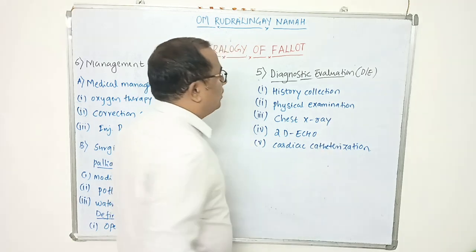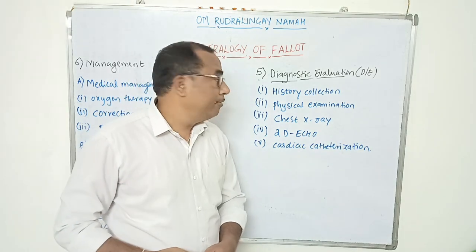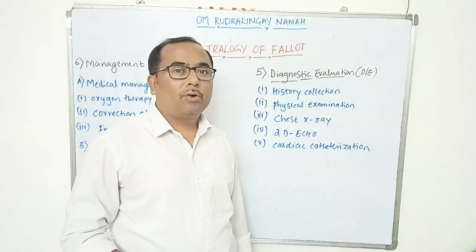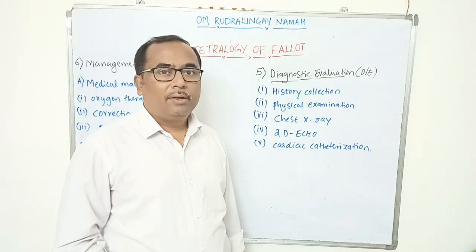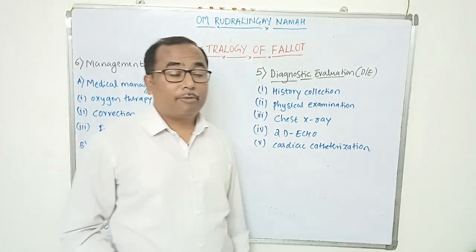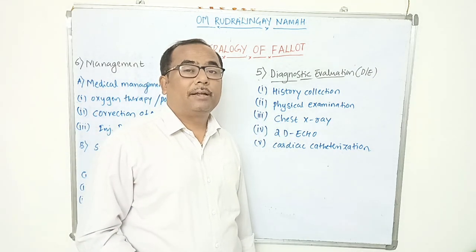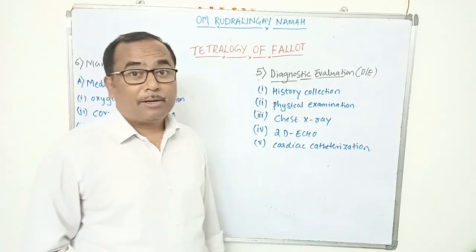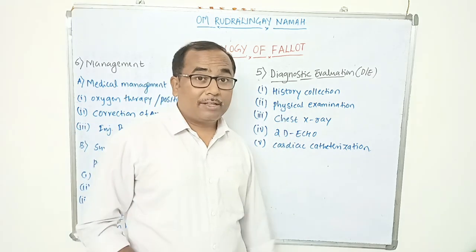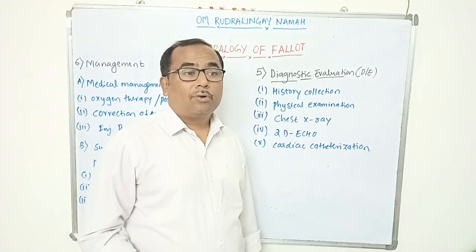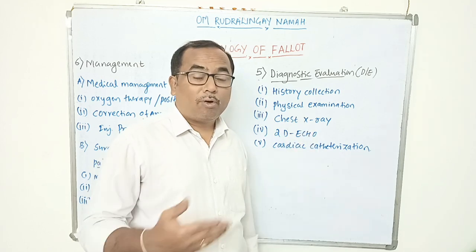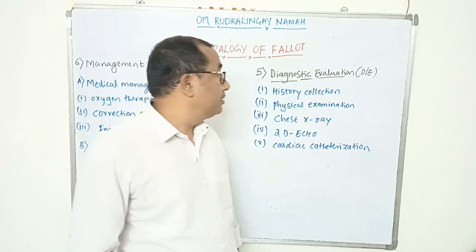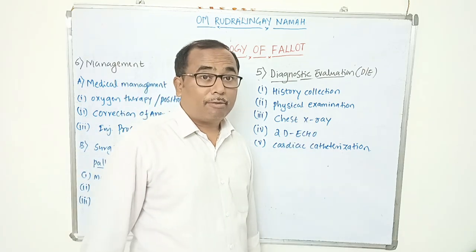So how are we going to diagnose this tetralogy of Fallot? First one is history collection. We can collect history from the mother, whether she used to have alcohol or smoke during the pregnancy. We can also collect history regarding whether she is suffering from maternal insulin dependent diabetes mellitus, whether she used any drugs during the first trimester of pregnancy, whether there was any infection during the first trimester of pregnancy. So all that information, whether there was any prolonged labor, delayed labor, whether the baby was unable to establish proper breathing after the birth, should be collected from the mother.